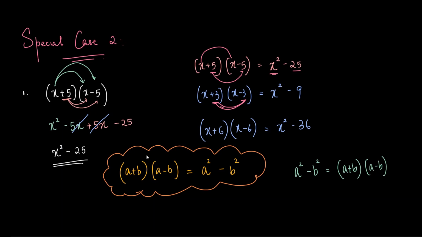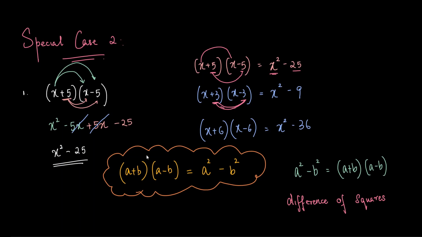Now the name for this special case is called difference of squares. Now why is it called difference of squares? That should be pretty straightforward, because difference means subtraction. Squares is a square number, so a squared is a square, b squared is a square, so we are subtracting two square numbers here. So that's why it's called difference of squares. So this is special case 2.